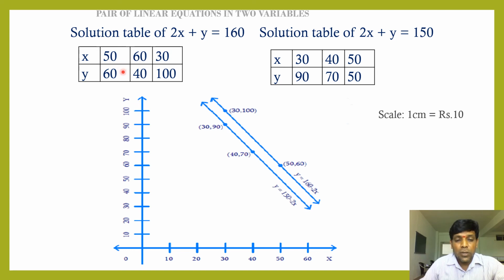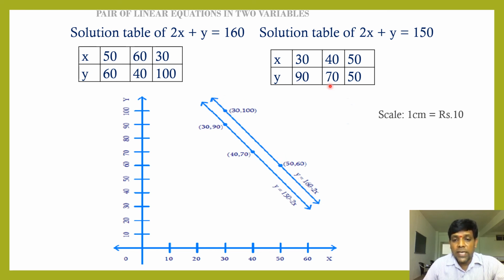Now plot the points. The first point is x 50, y 60. The second is x 60, y 40. Next is x 30, y 100. Now join all the points. Now we get one equation: 2x plus y equals 160.